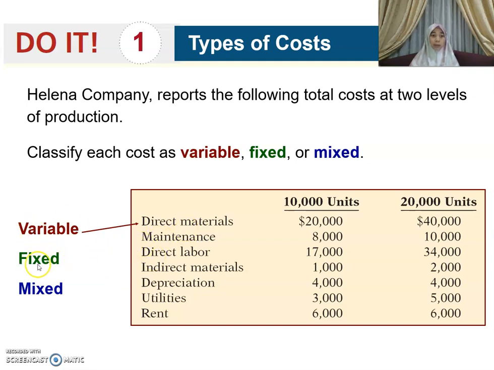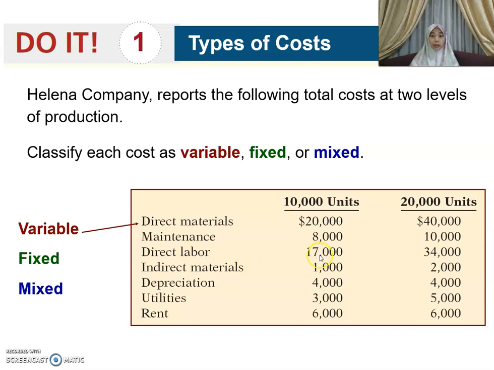Why? Because fixed cost is the cost that remains unchanged. It remains constant. You can see here, for example, your depreciation at 10,000 units, the cost is 4,000 ringgit. What about at 20,000 units? It remains at 4,000. So this one is your fixed cost. So you identify which ones are your variable, which are your fixed, and which is your mixed. So your maintenance cost is a mixed cost, because your cost per unit changes.